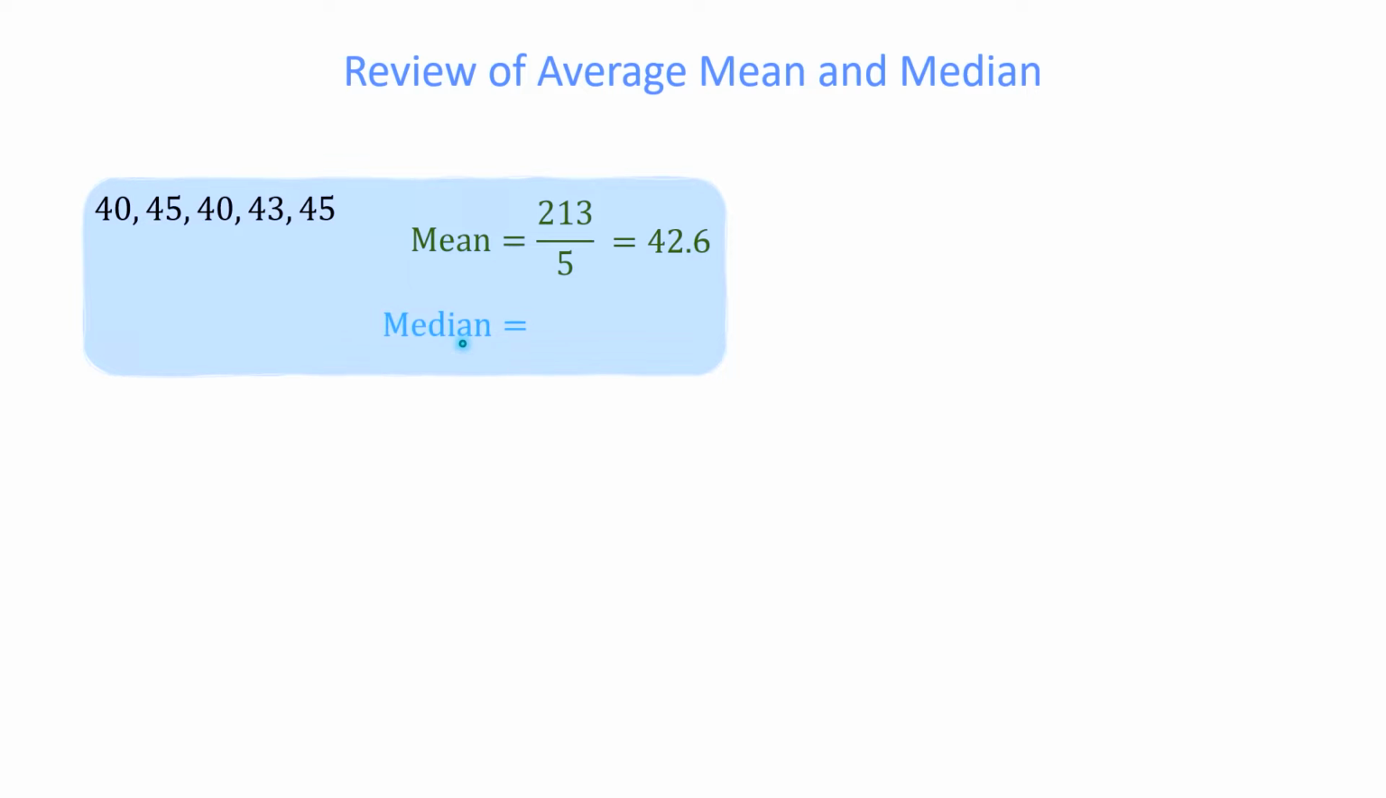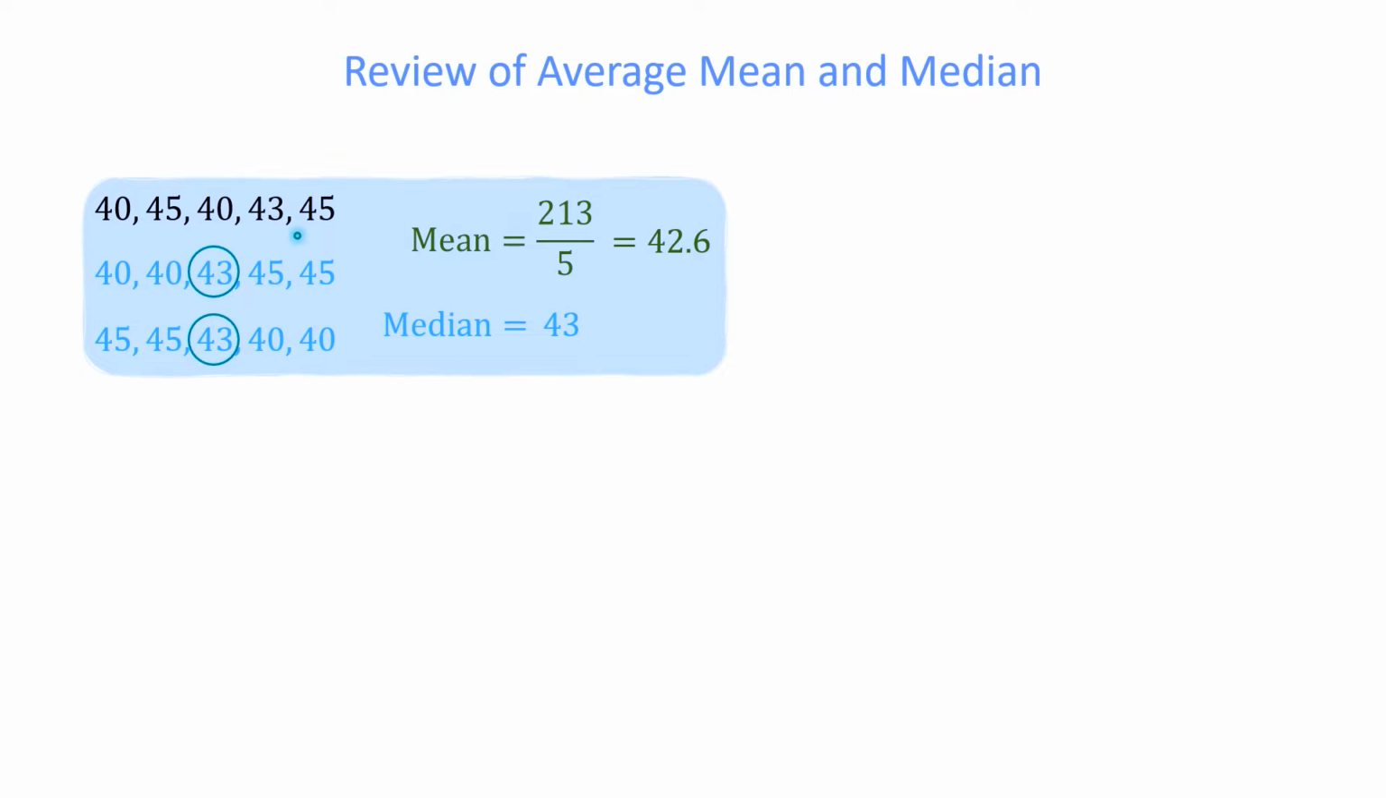Now for the median, we need to firstly order this data set. So we can go from smallest to largest, or we can go from largest to smallest. Whichever method of ordering you use, the middle number is 43, and this is our median.